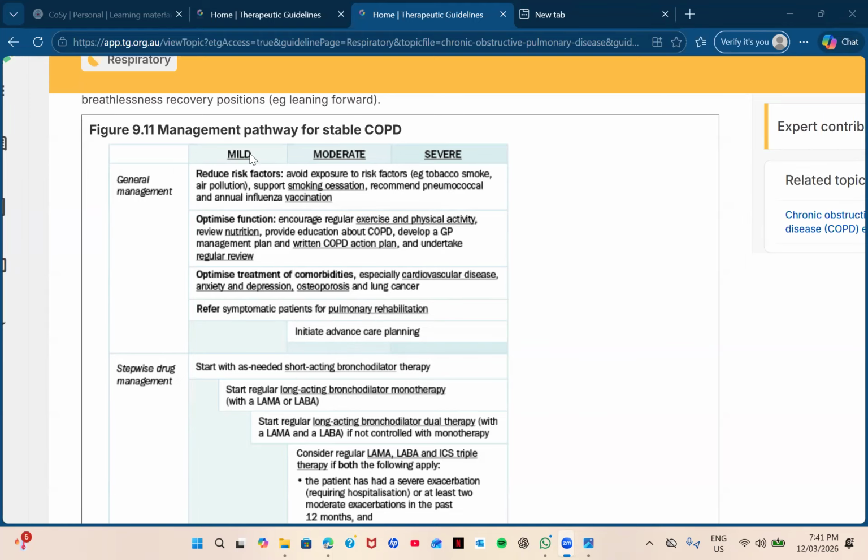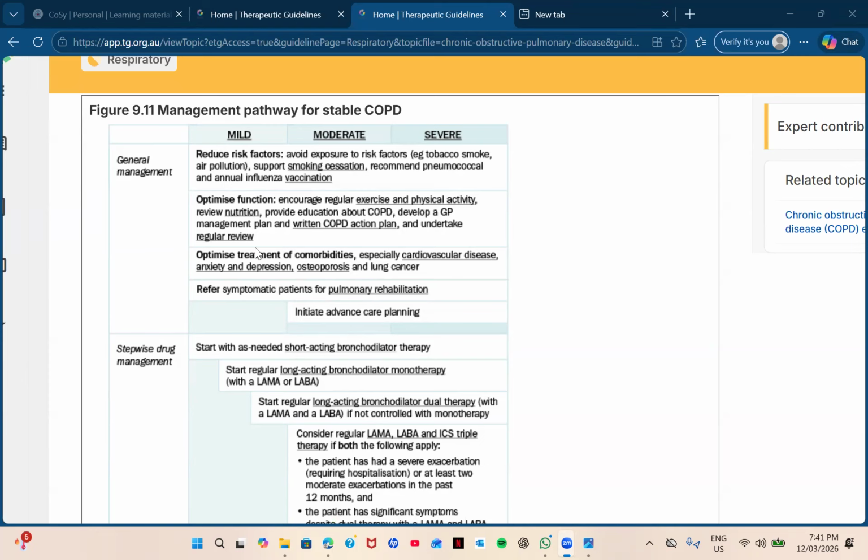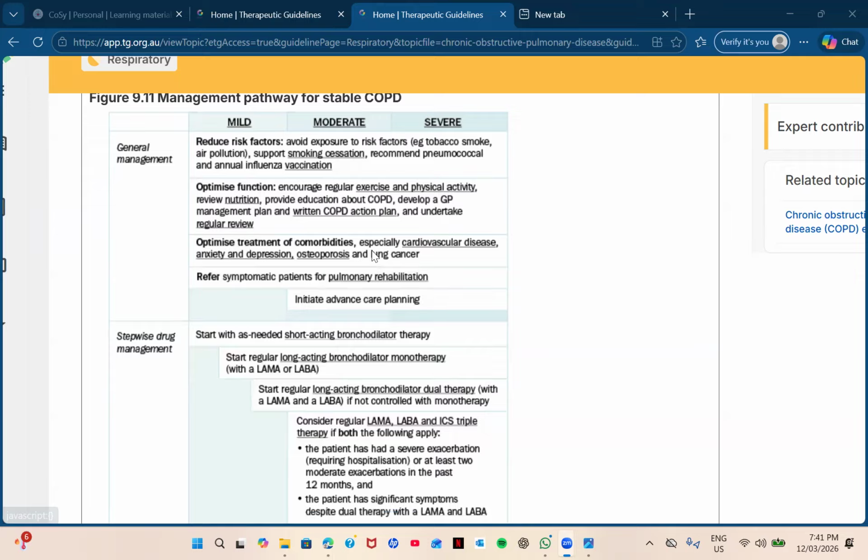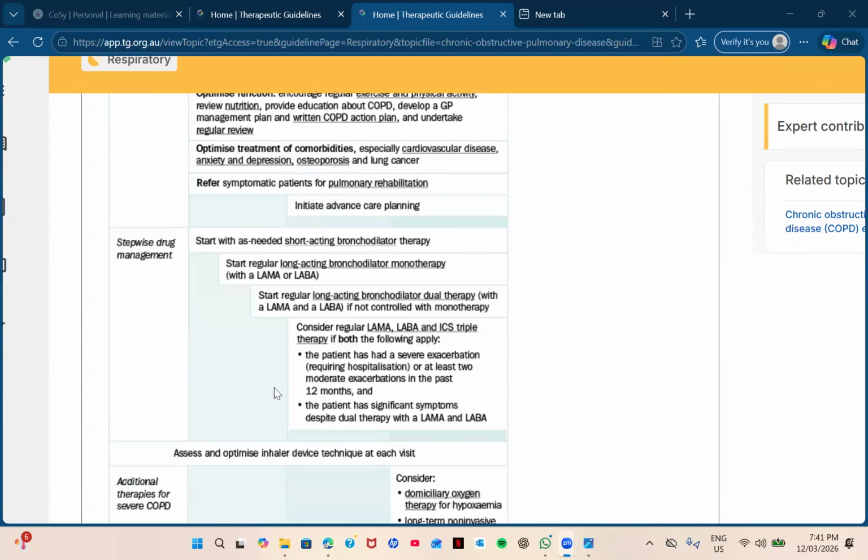They are very easy. First, reduce the risk factors, optimize function, encourage regular exercise and physical activity, review nutrition, provide education about COPD, develop a GP management plan, write a COPD action plan and undertake regular review. Then optimize treatment of comorbidities like cardiovascular disease, anxiety, depression. These are the general management. But the most important part is stepwise drug management. Please remember, this is the most important one.